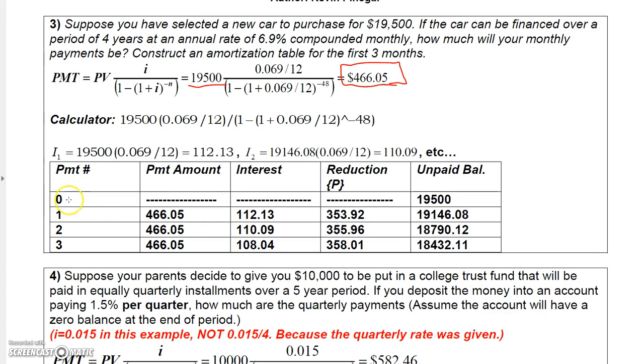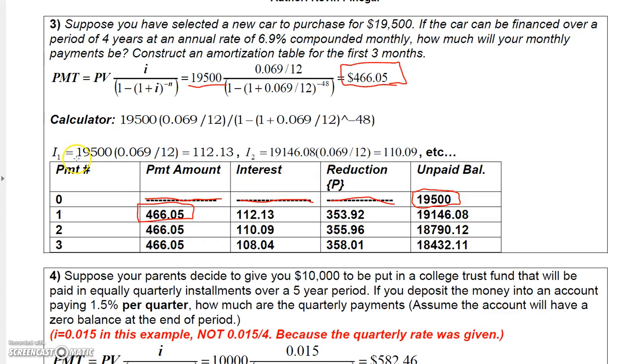amortization schedule. Now, this first column over here, you don't really have to put this, but it just numbers the payments. When you make the purchase, you generally don't make a payment, you're not charged any interest, and so there's no reduction, and therefore your unpaid balance when you first buy the car is $19,500. Now, you're going to make your first payment at the end of the first month, which is $466.05. Now here's what's going to happen.